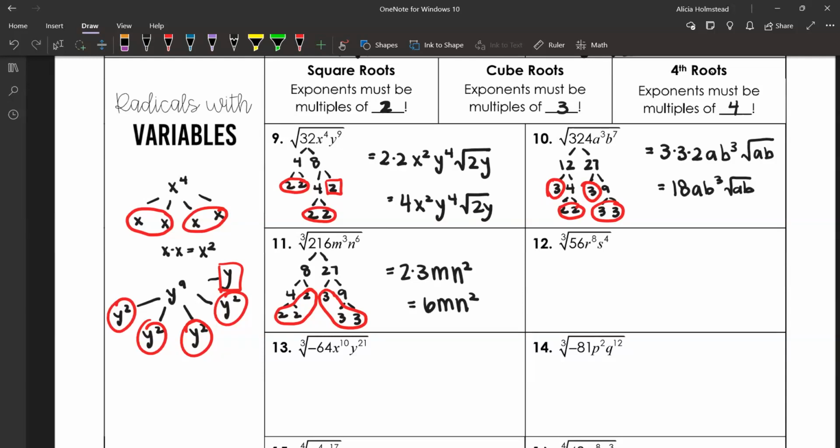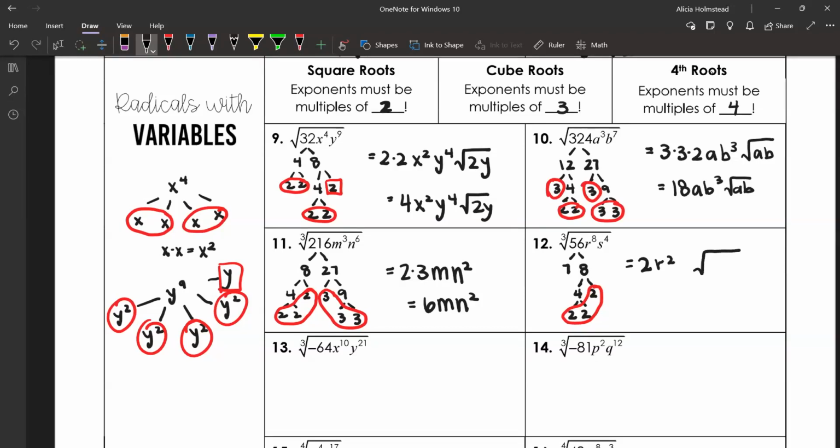Okay, number 12. Same thing. We're going to break down 56, which is going to be 7 and 8. 8 is 4 and 2. 4 is 2 and 2. Our index is 3, looking for groups of 3 things. So we're going to be able to pull out a 2. And then looking at the r's, we're looking for groups of 3 things. And we have 8. So that's 2 groups of 3 with 2 left over.